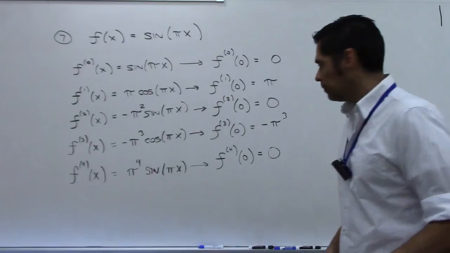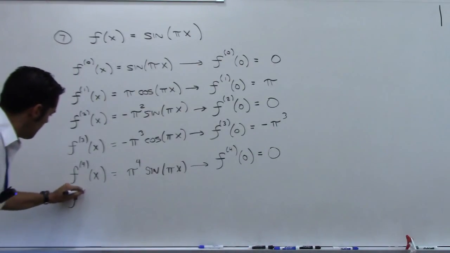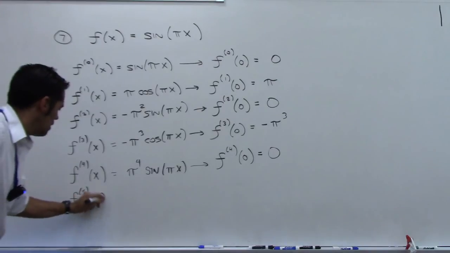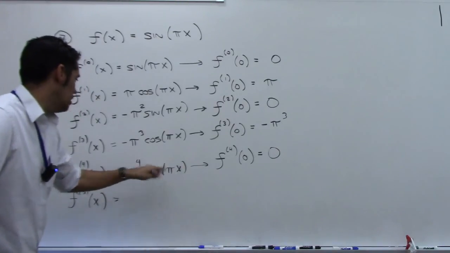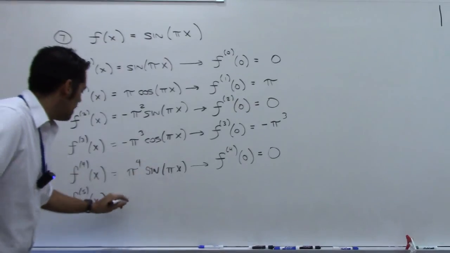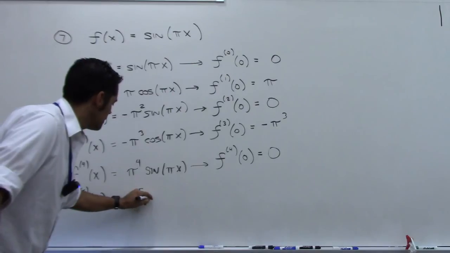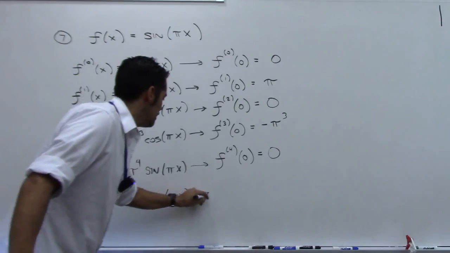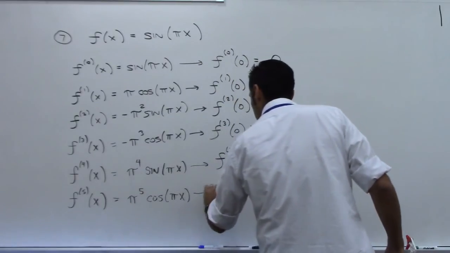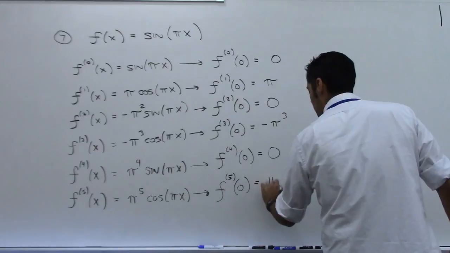One more. Fifth derivative. Okay, so the fifth derivative of sine is cosine. The pi is going to pop out, so pi to the fifth, cosine of pi x. And then when I plug in 0 into this, I just get positive pi to the fifth.